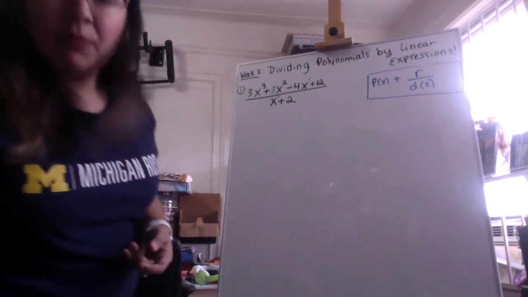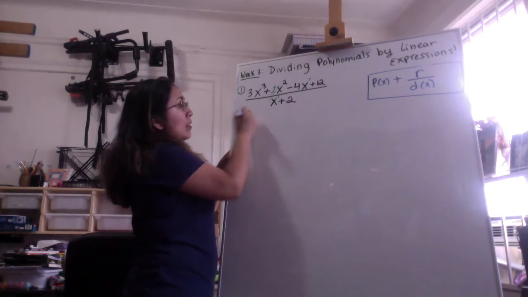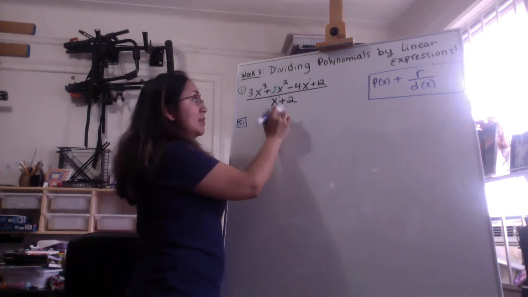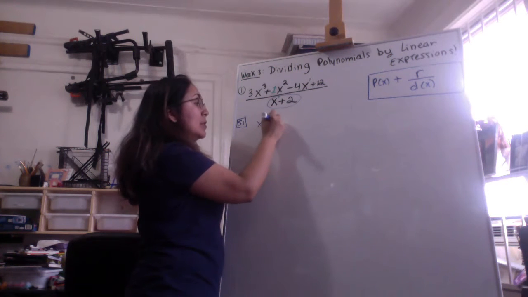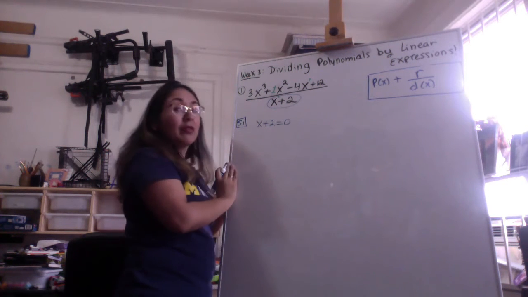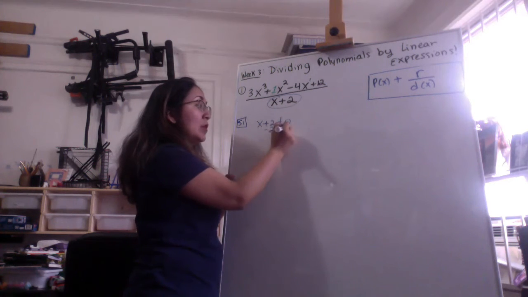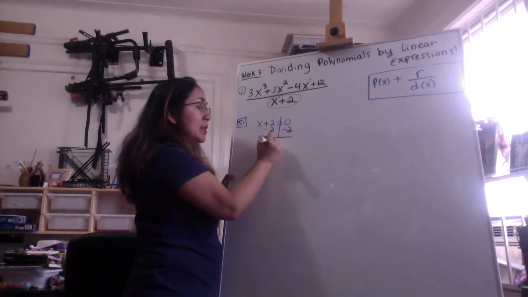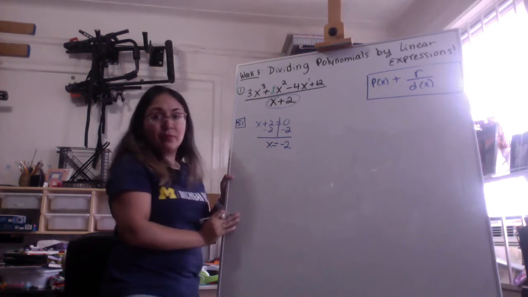So first, step 1, I'm going to take the divisor. The divisor is this guy right here, and I'm going to set it equal to 0 and solve for x. So I want to get x by itself. Plus 2 means I'm going to subtract 2 from both sides. So x is equivalent to 0 minus 2, which is negative 2.